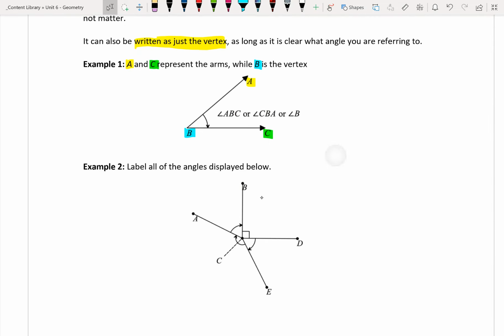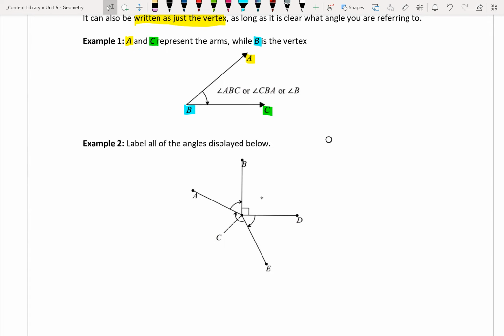So let's look at example 2, and let's try to label all the angles displayed below. The first one we're going to look at is this angle here. I have points A, C, and B. Now, I could say this is angle C, but if I look at all my other angles, C is that middle point. So I can't say angle C because I don't know which angle I'd be referring to. So in this case, if I'm looking at the red angle, this could be angle ACB or angle BCA. Basically what you're doing is you're following the line. So we start at B, go to C, and go to A.